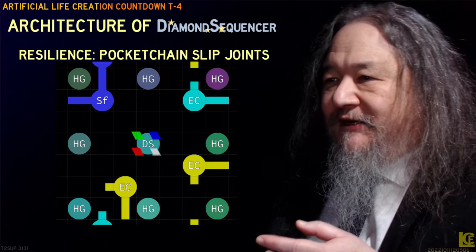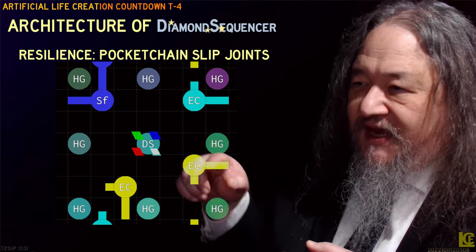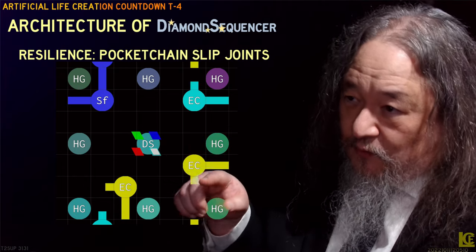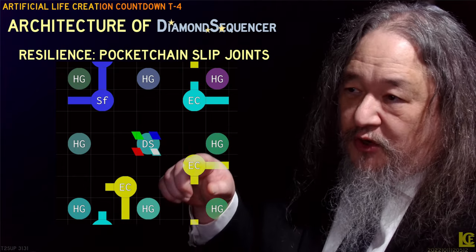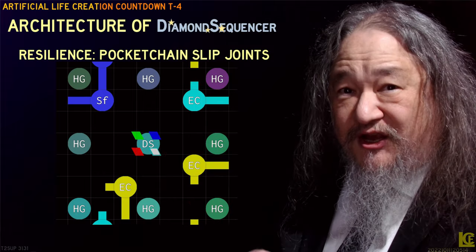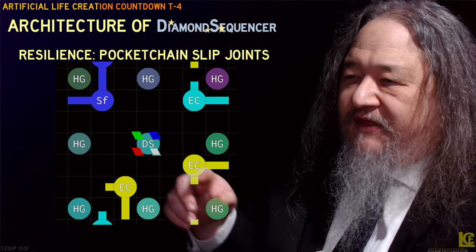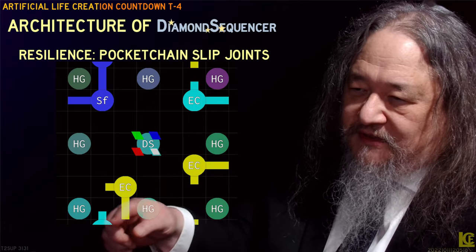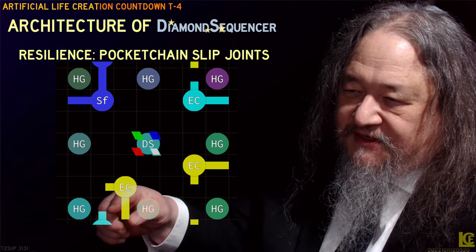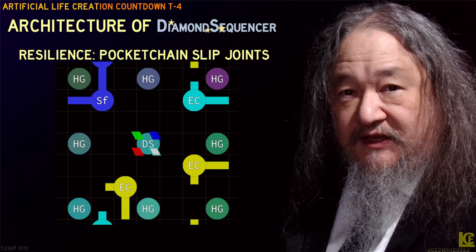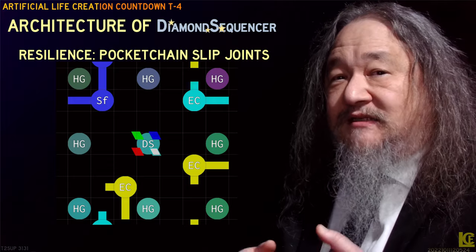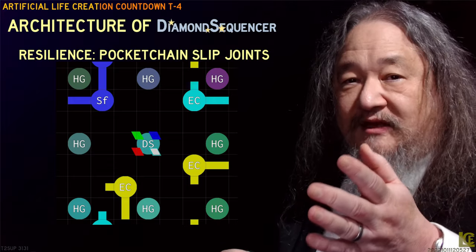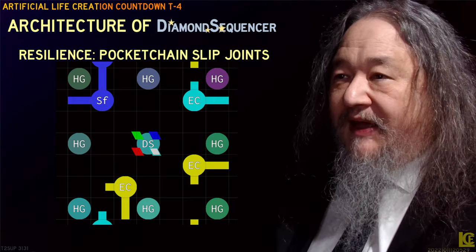On the other hand, the pocket chains that are the things that are going to go in there, one of the rules is you can only have one codon, one of these pocket chains, in there at a time. They are loosely coupled to their neighbors. Like this EC here, it's not even lined up with the EC that is the next link in the chain, because they don't have to be. They just have to point at the next pocket, and the pocket then points back at them.